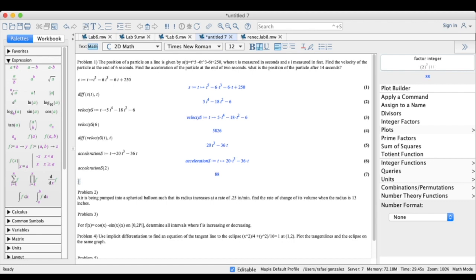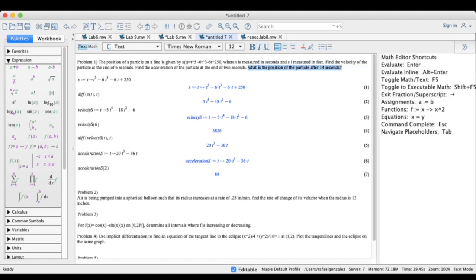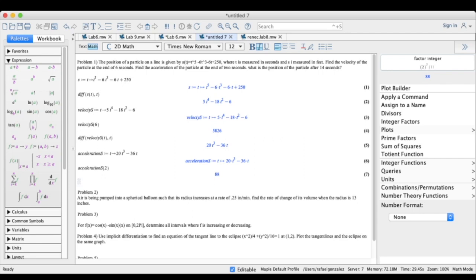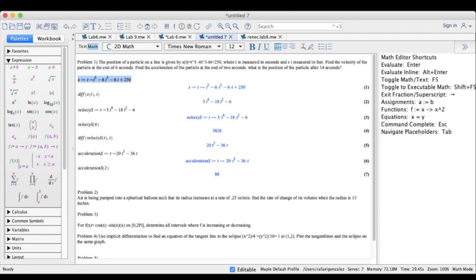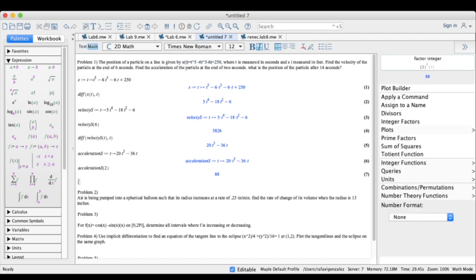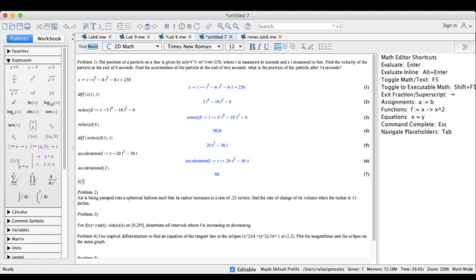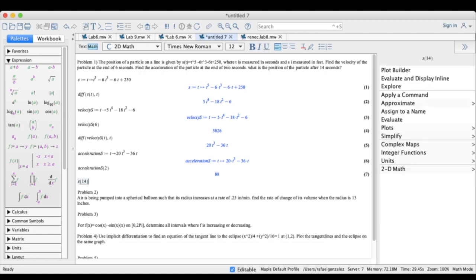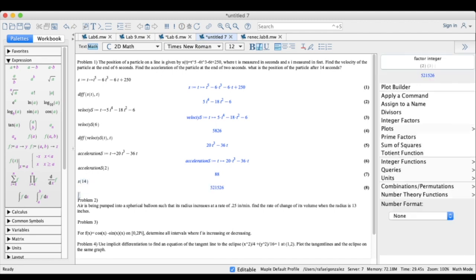Now, probably the easiest part of the problem, I left it for last, is what is the position of the particle after 14 seconds? Well, that is simply just this function evaluated after 14 seconds, because that's the position of the particle itself. So if you wanted to find out where the particle is after 14 seconds, then we simply do s of 14, since that's what we called it up here, and we get that we are at 521,526 feet, which is quite quickly.